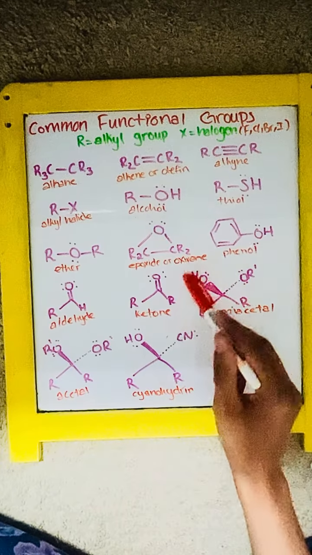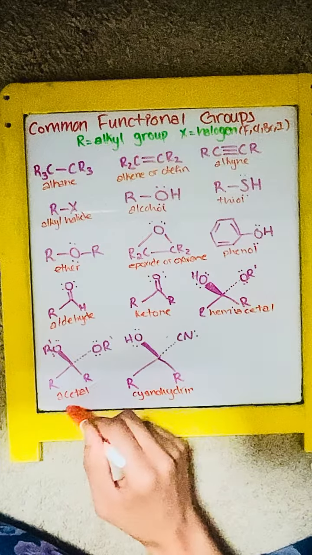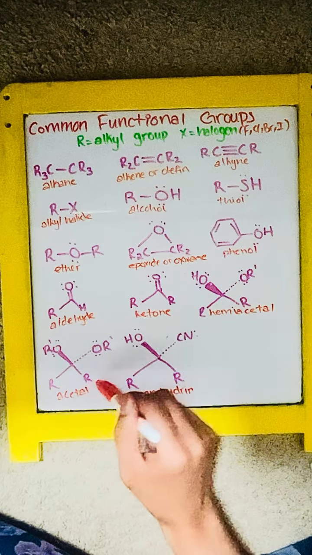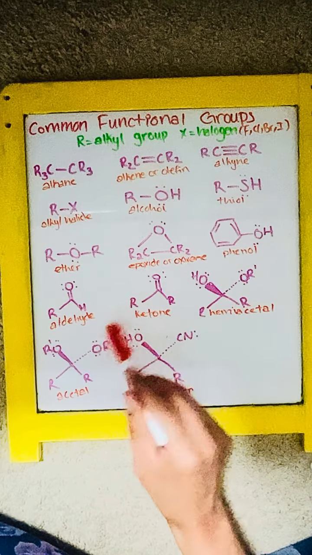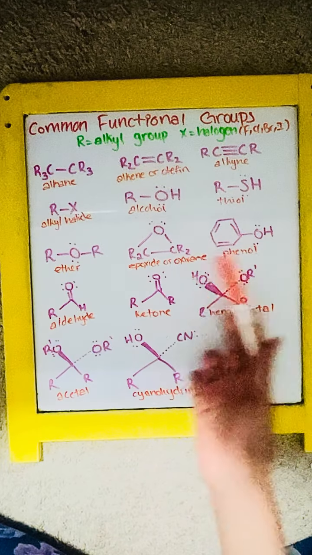Now we have hemiacetal and acetal. Hemiacetal, same thing, has the H, so hydrogen. Acetal does not have an H. R prime means these are different, these are the same. So if there's a prime, double prime, or anything like that, it just refers to a different alkyl group.